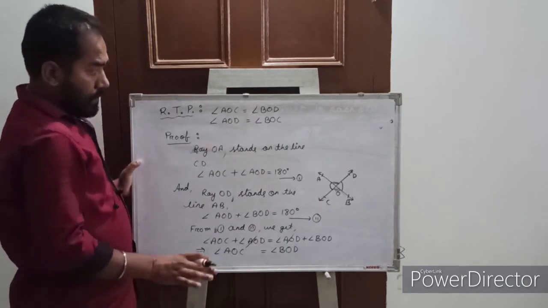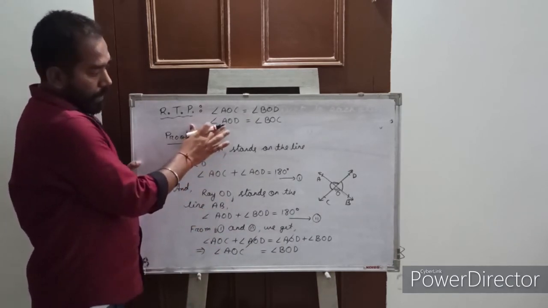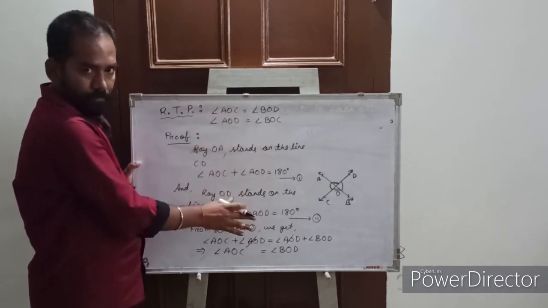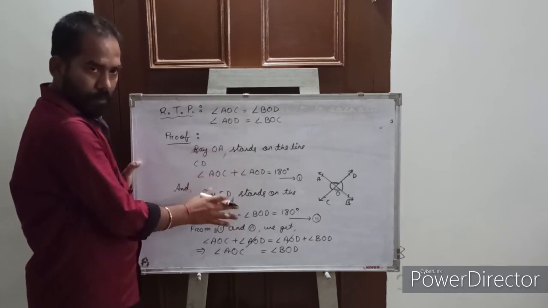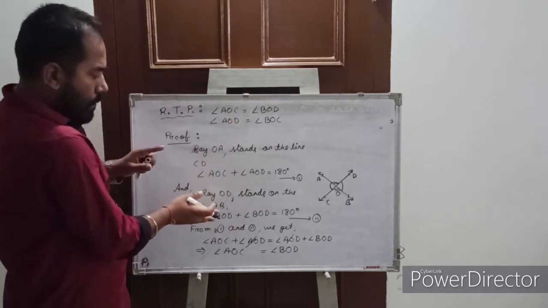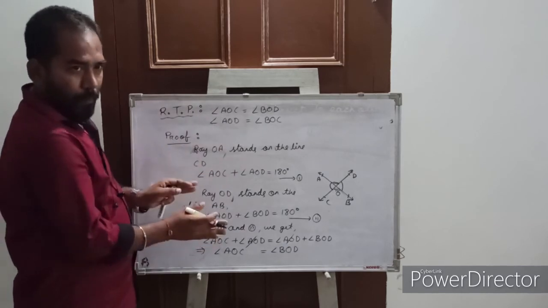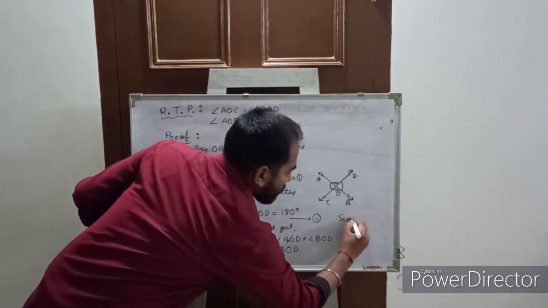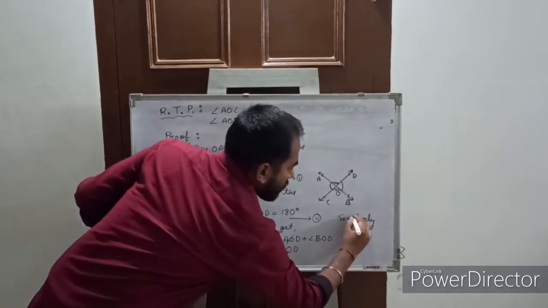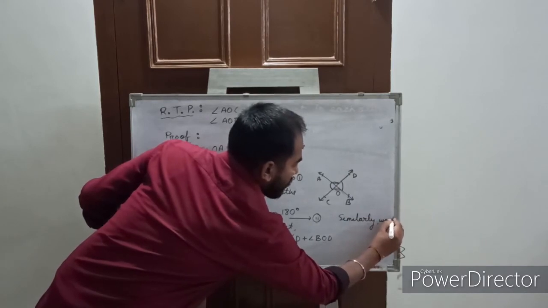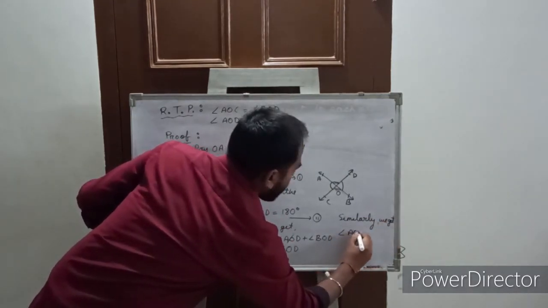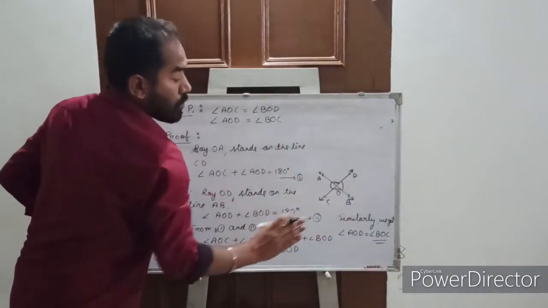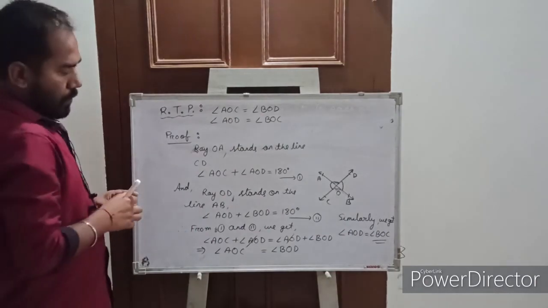Clear? Let's see one more point, that angle AOD is equal to angle BOC. To prove this, we again follow the same technique, same rule. So instead of doing the same procedure again, we can write similarly, we get angle AOD equal to angle BOC. So this part we need not show again. Clear?